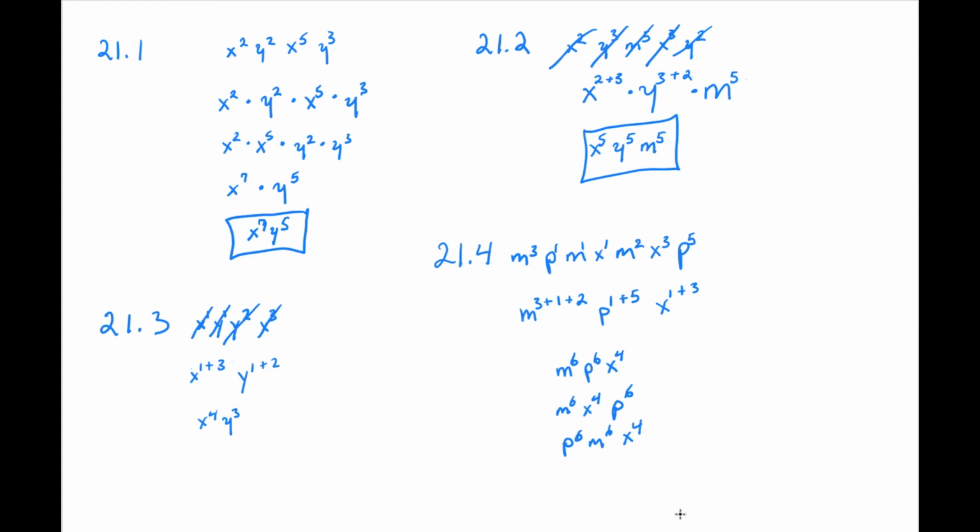And a whole bunch of other ones. You could have x first, x4, m6, p6. It doesn't matter. What matters is that you have these individual factors with the correct exponent. You need to have an m with a 6, a p with a 6, and an x with a 4. And if you have that, it will be marked right by me personally if the system doesn't catch it. Okay?